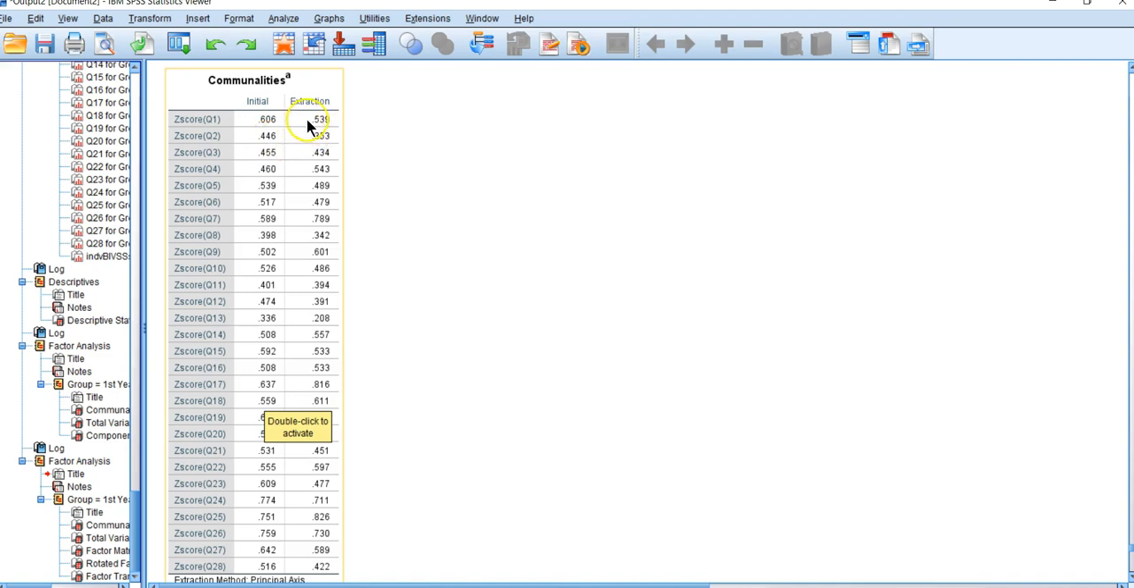So extraction, we didn't use all the factors that we could have, and so we reduced it a little bit. And so that's when we only use the factors to correlate question 1, we can only account for 53.53% of the, or 53% of the variance.